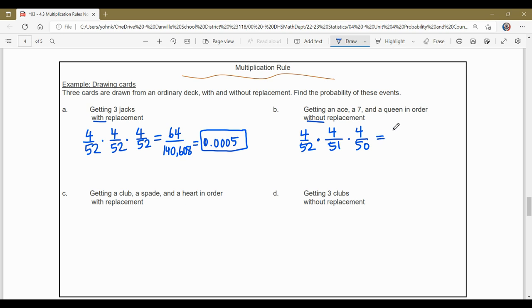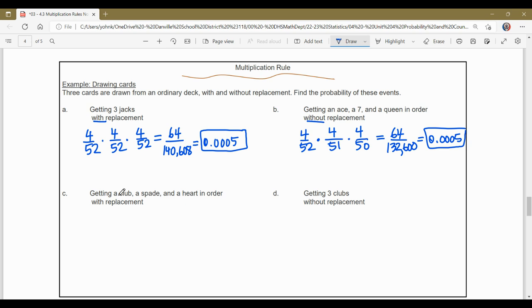So I multiply these and I get 64 on top, 132,600 on the bottom. That's going to give me 0.0005. These are small probabilities, very specific picking of cards.